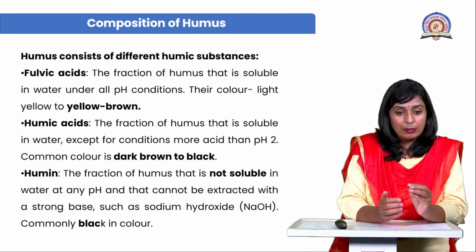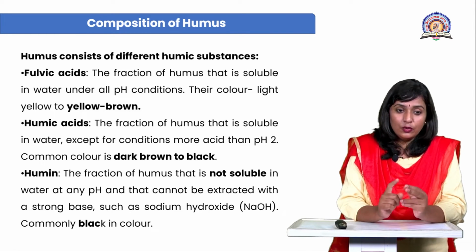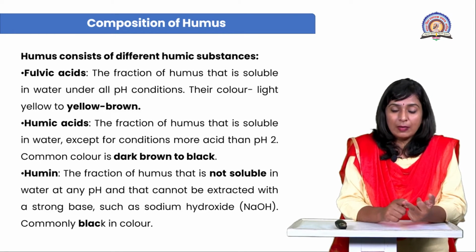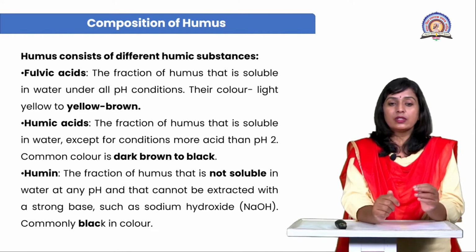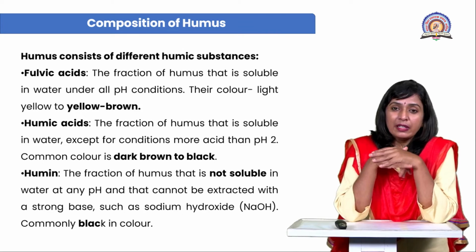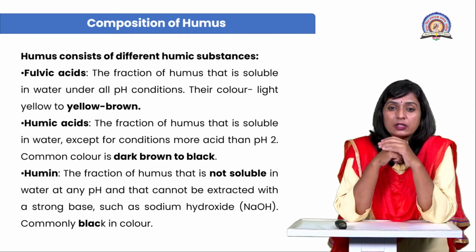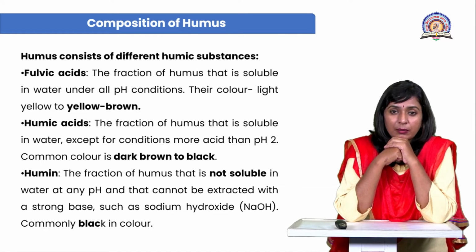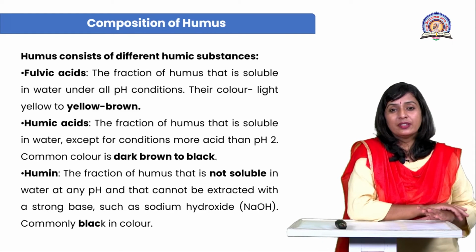So that is black in color. The humin is black in color, humic acid is dark brown to black in color, and fulvic acid is light yellow to yellow brown in color. Now, the question may arise that as we said, the humus is darker brown to black in color. Then what about this fulvic acid? From where has it come? Is it a part of the humus or not? This is again a question, right?